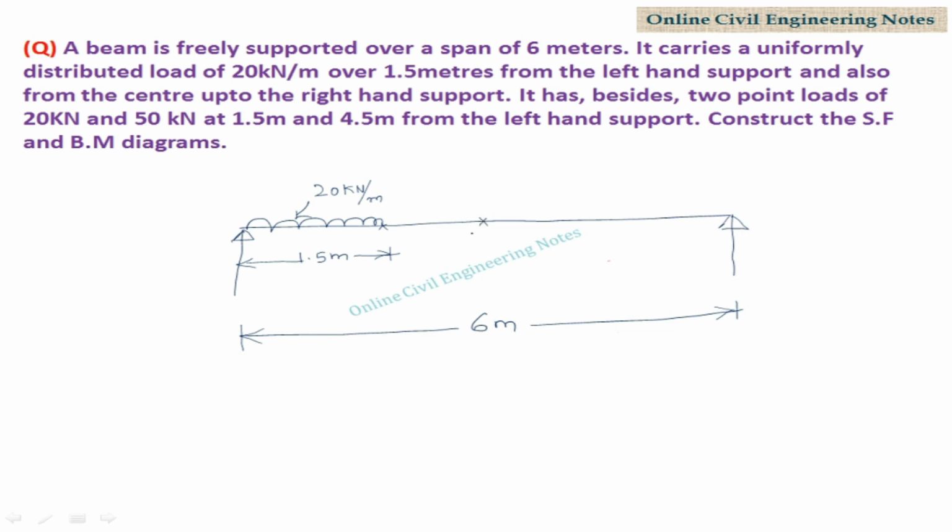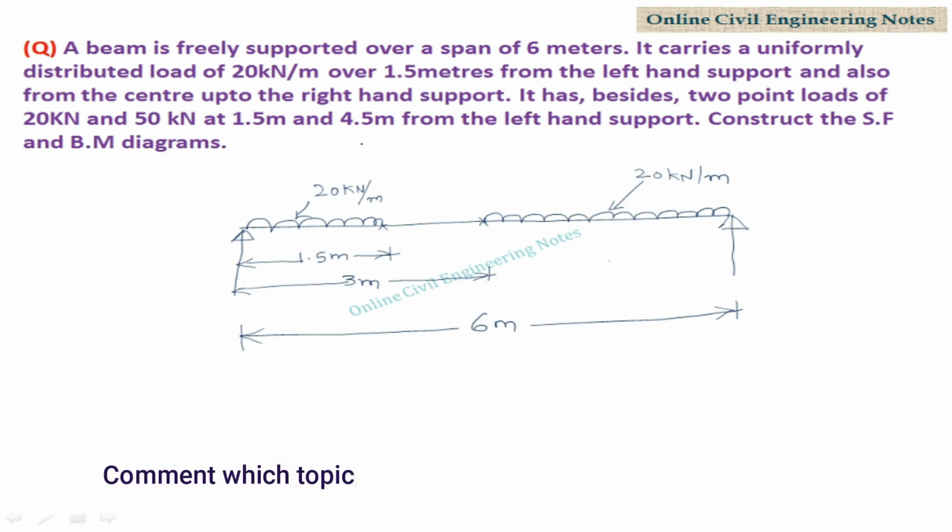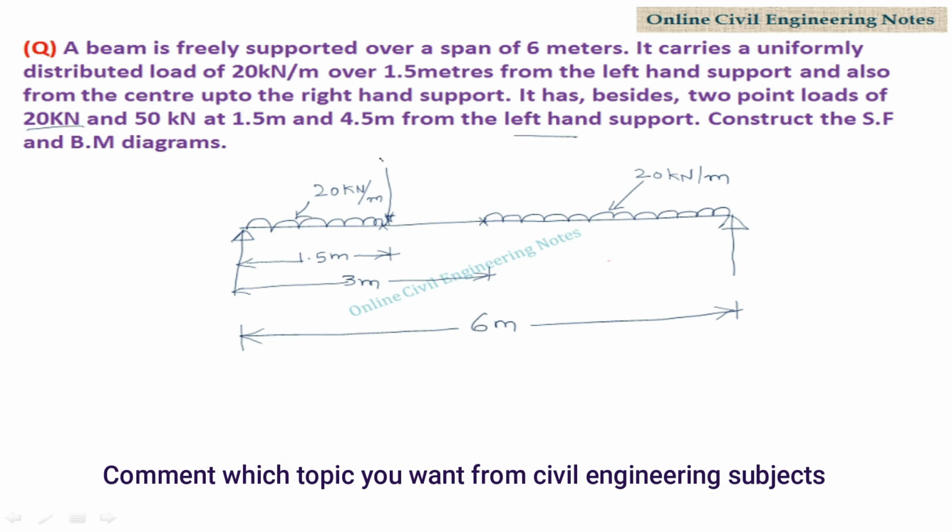Center is located at this point. This is 3 meter from left hand support and 3 meter from right hand support. This is also 20 kN per meter. Two point loads of 20 kN and 50 kN at 1.5 meter and 4.5 meter from the left hand support. 20 kN point load is acting at 1.5 meter from left hand support. 50 kN is acting at a distance of 4.5 meter from left hand support.